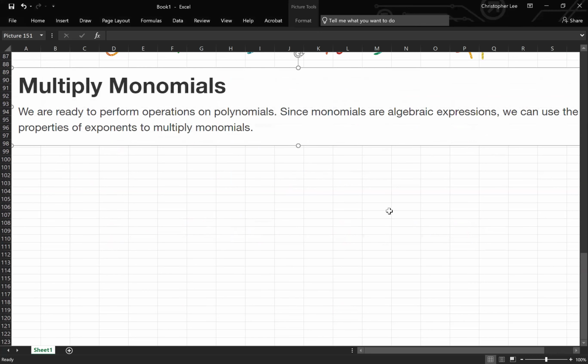So we're going to be multiplying monomials. That's what we're starting off with, right? So we are ready to perform operations on polynomials. Since monomials are algebraic expressions, we can use the properties of exponents to multiply monomials.